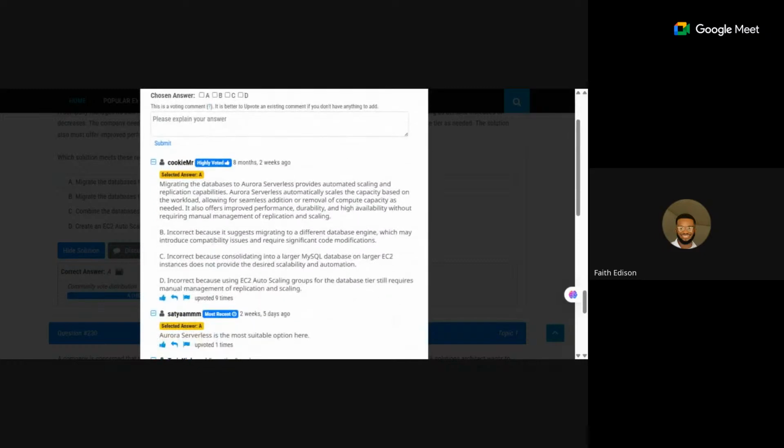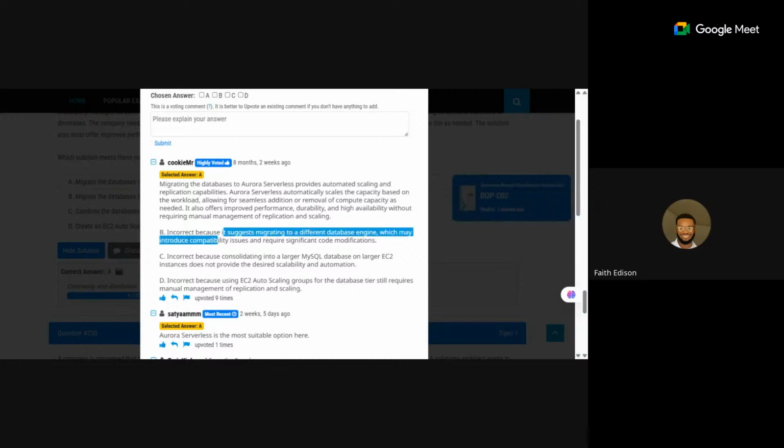Migrating databases to Aurora Serverless provides automated scaling. Aurora Serverless automatically scales, because it's serverless, just like Lambda, allowing seamless addition or removal of compute capacity as needed. It also offers improved performance, availability, and so on. Wait, this says Aurora Serverless. It didn't say Aurora MySQL or Postgres. Okay, I think we can infer that.